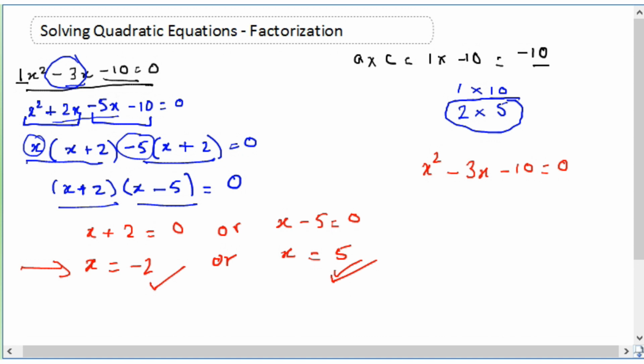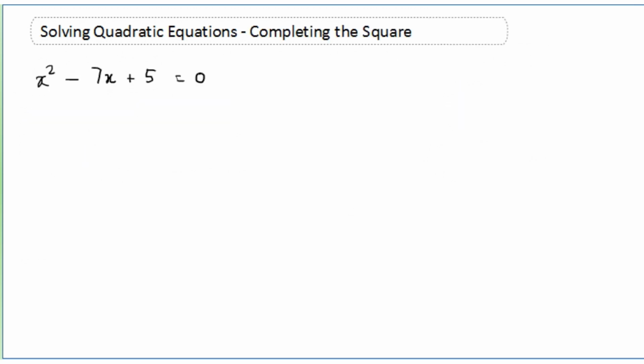But what if the equation is something like this, where it is x square minus 7x plus 5 is equal to 0? Now using the same method that we did before, here also the value of a is 1, the value of c is positive 5, so 1 into 5 gives us 5, and we have to find factors of 5 and split the middle term into sum of those two factors.